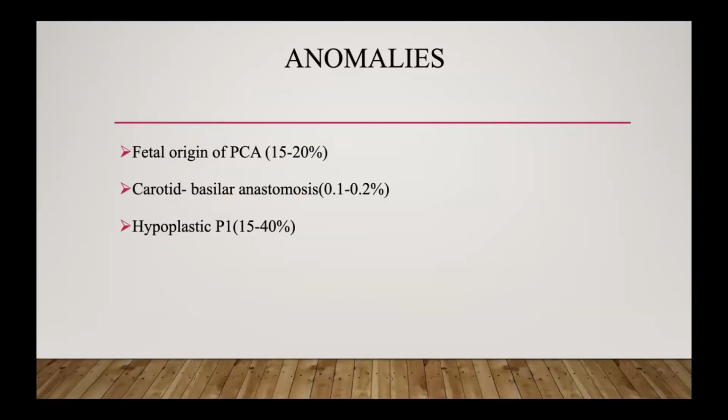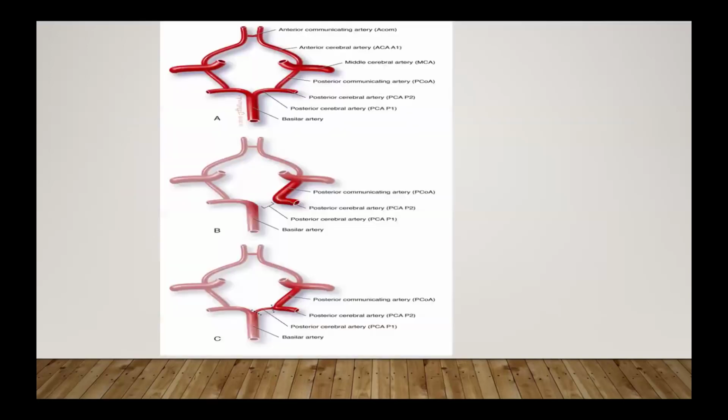Now, it's important to understand that whenever we are dealing with posterior circulation aneurysms, the incidence of anomalies is usually higher than what we encounter in the normal population. The most common anomaly, which is quite commonly encountered, is a fetal origin of the PCA. However, there can also be carotidobasilar anastomosis, and hypoplastic P1 is also one of the common anomalies. So this is a schematic diagram of what we understand by fetal origin of the PCA.